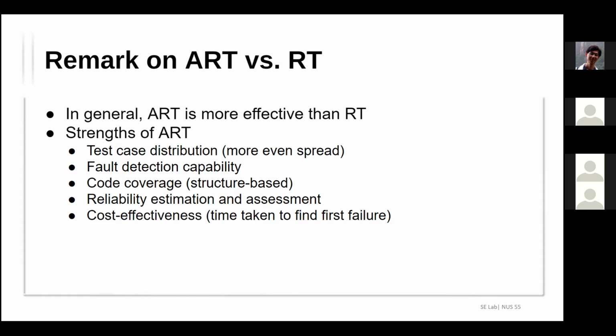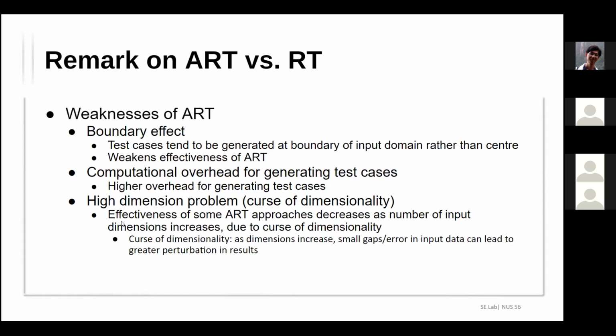It's better at detecting faults, better code coverage, better reliability estimation, and it's more cost effective in the time taken to find the first failure. So we'll look at this very specifically, in that it's cost effective in this specific manner: it's faster in finding the first failure. But we will also see later on that there are some disadvantages, that it's actually slower in generating test cases overall. So you have to look at what criteria you want for your test case generation. The authors mention that ART is overall generally better than RT, but it's not always the case that we should choose ART over RT when we are looking at test generation.